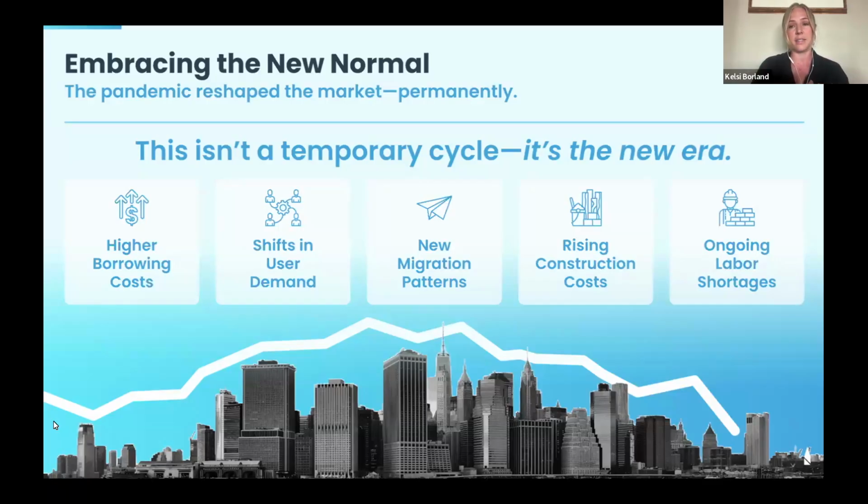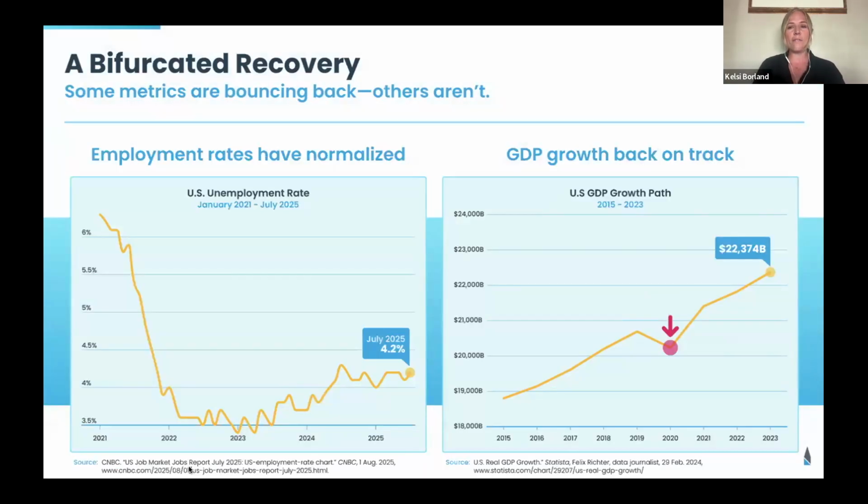This new market cycle is marked by a few interesting characteristics: higher borrowing costs, shifts in user demand, new migration patterns, rising construction costs, and some labor challenges as well. One of the reasons I think we have seen this wanting to go back to the before, or really waiting, is that we've seen capital moving to the sidelines.